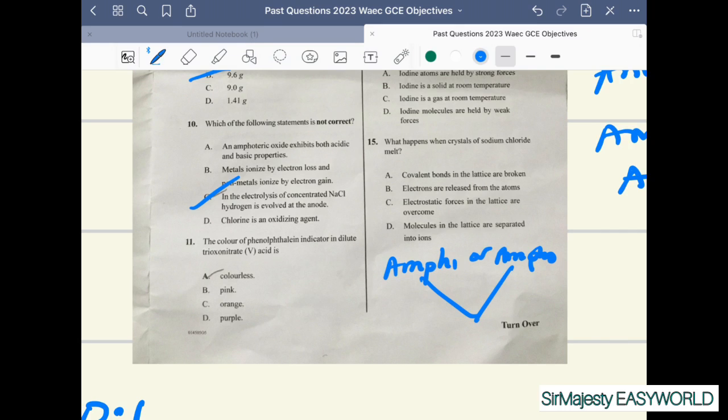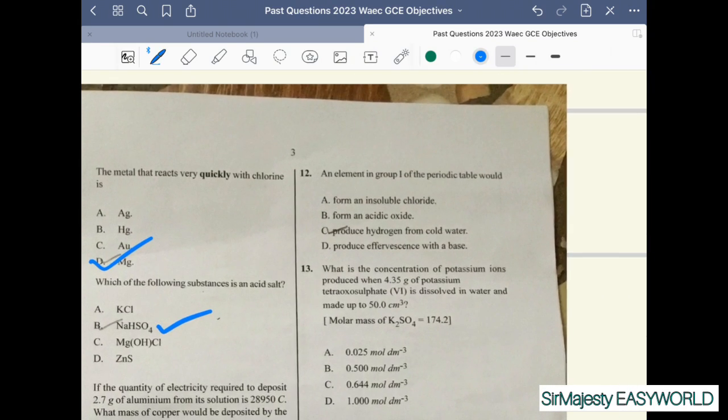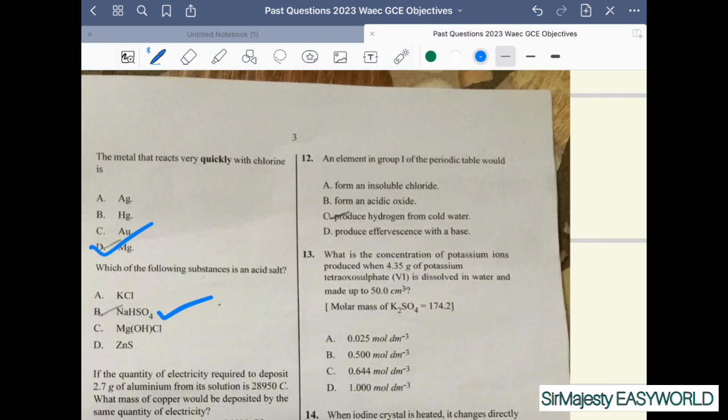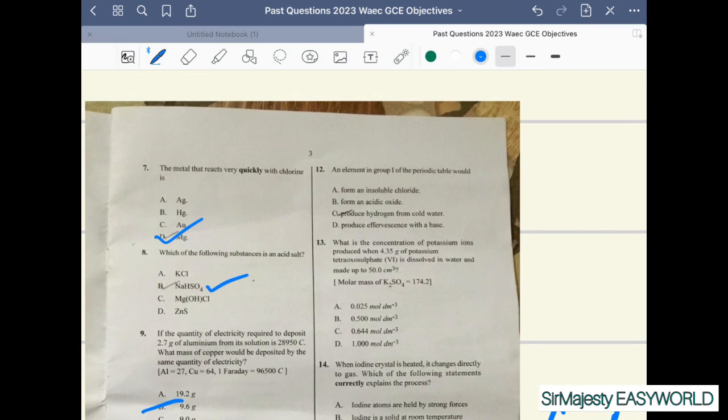Number 11 says the color of phenolphthalein indicator in dilute trioxonitrate(V) acid is, they want to give us a bonus, that is A, colorless. Phenolphthalein is colorless in all acids but pink in bases. Then in neutral solutions it is also colorless. Then number 12 says an element in group 1 of the periodic table would A, form an insoluble chloride. No. All the chlorides of alkali metals, which are the metals in group 1 of the periodic table, are all soluble, no exception.